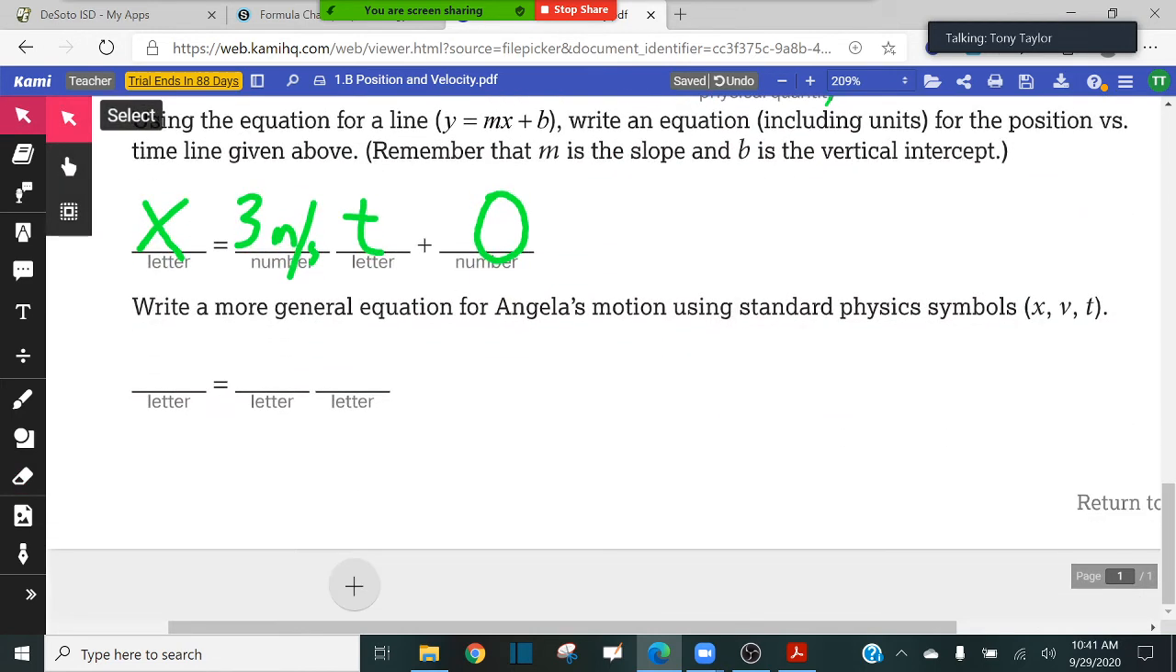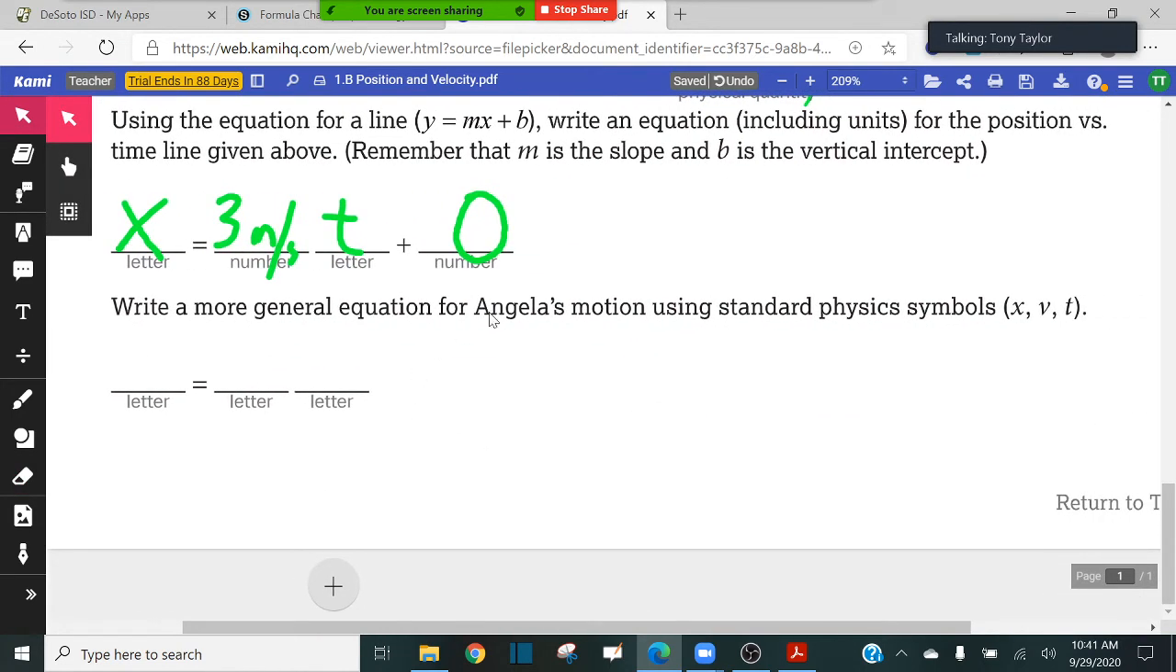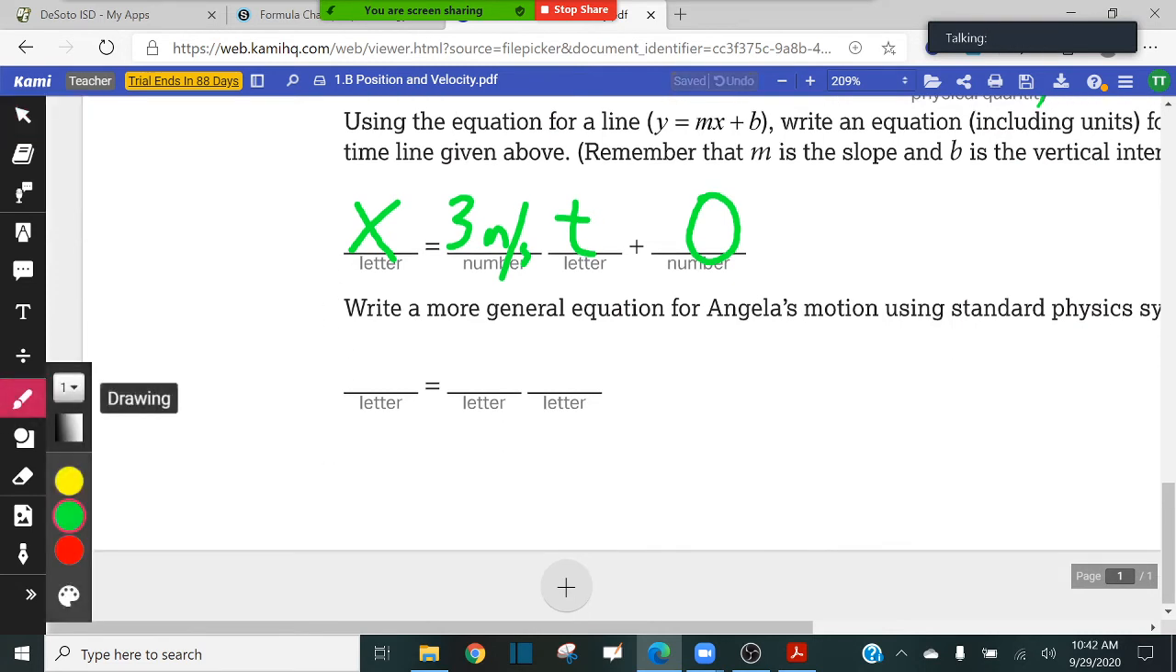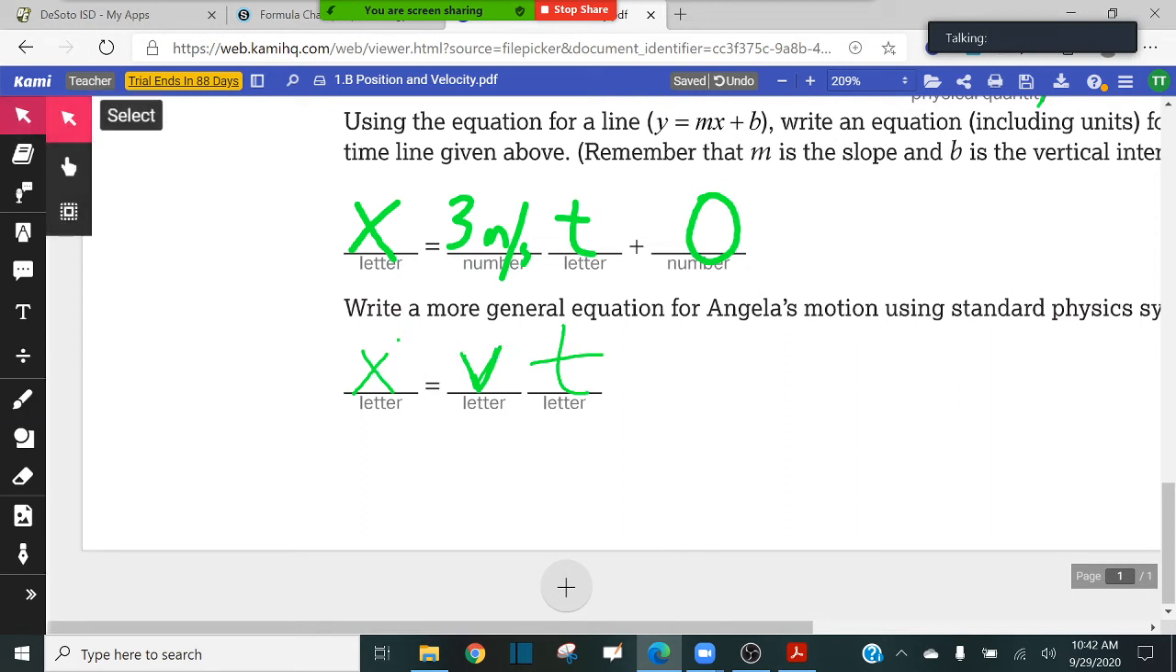Okay, the last thing that I want to do on this worksheet here is write a more general equation for Angela's motion using standard physics symbols. So when they say write a general equation, basically they want us to write this. So remember, x is our position, and 3 is our velocity, but that's a specific velocity. We just want to put a v to represent the general velocity. Okay. And t is time. So in other words, an object's displacement is just equal to velocity multiplied by time. Okay.